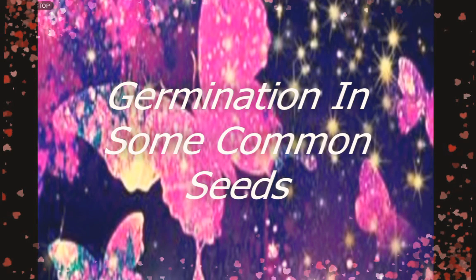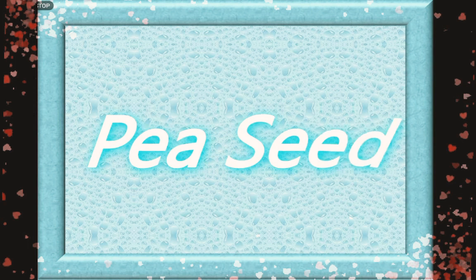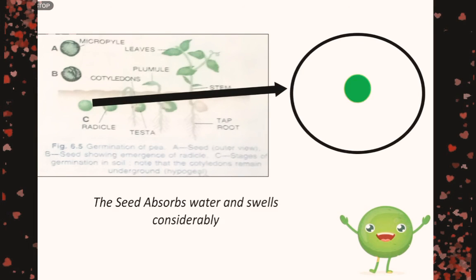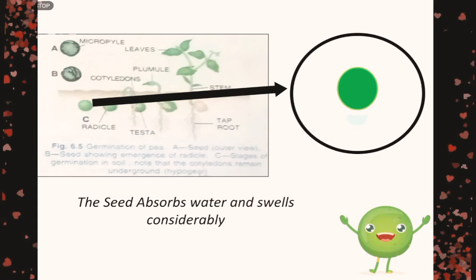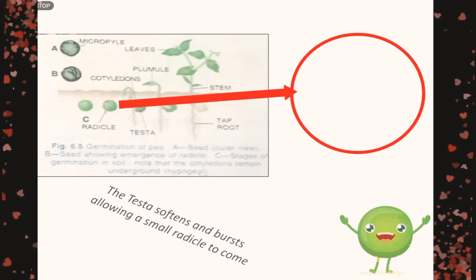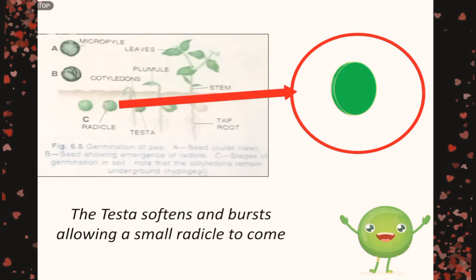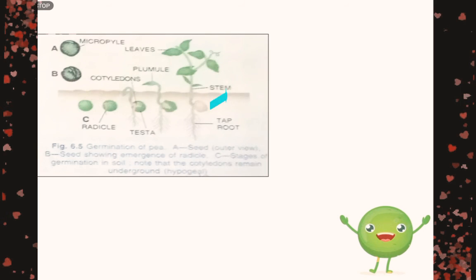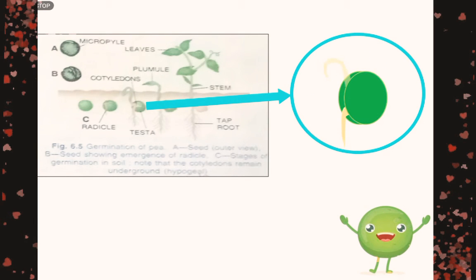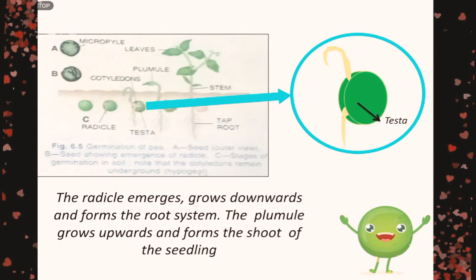Germination in some common seeds. Pea seed. The seed absorbs water and swells considerably. The testa softens and bursts, allowing a small radicle to form. The radicle emerges, grows downwards and forms the root system.